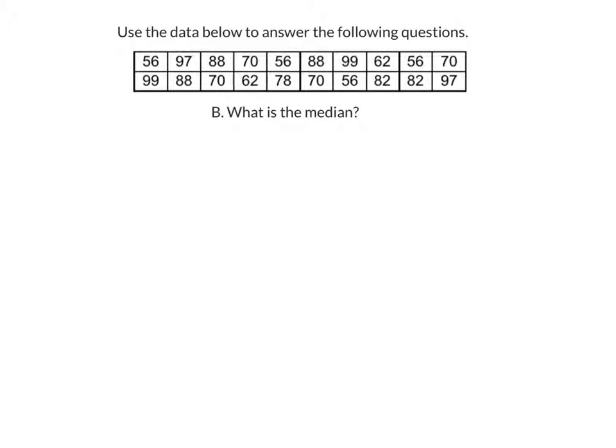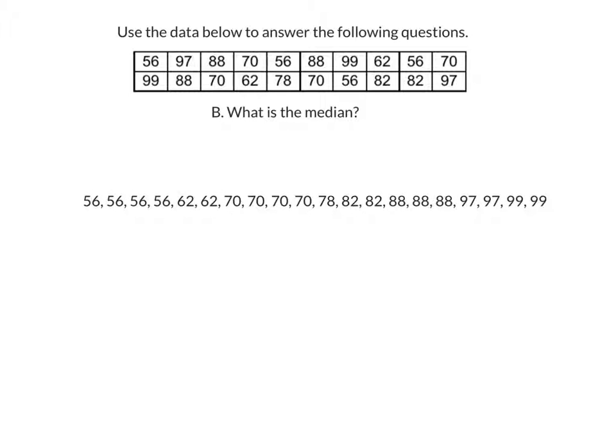Use the data below to answer the following questions. B. What is the median? The median is found by taking the set of values and ordering them from smallest to largest. Then we'll find the middle value or values of the set.